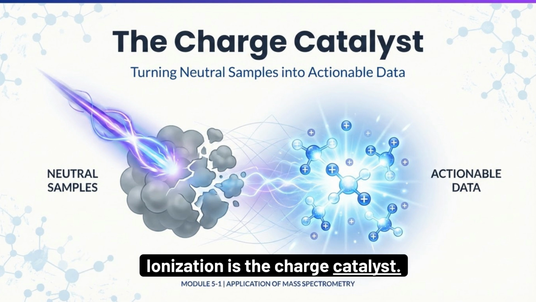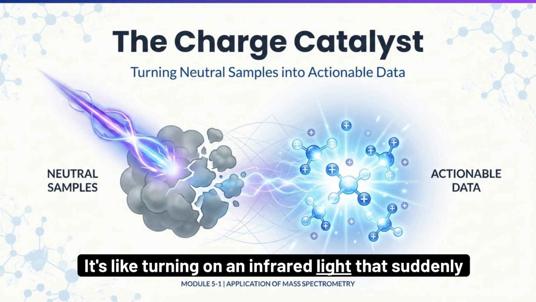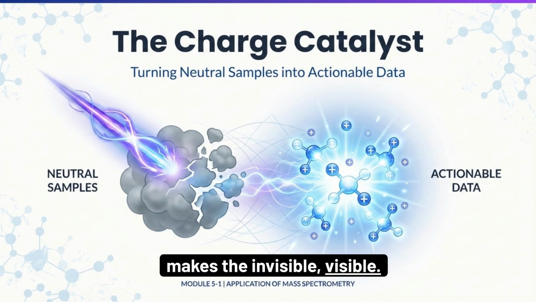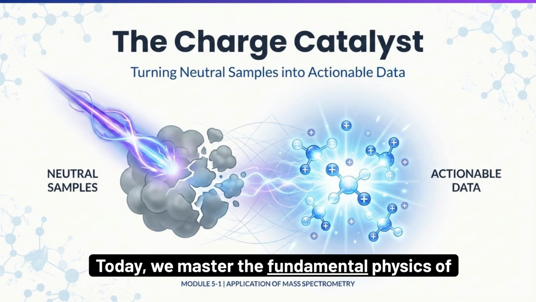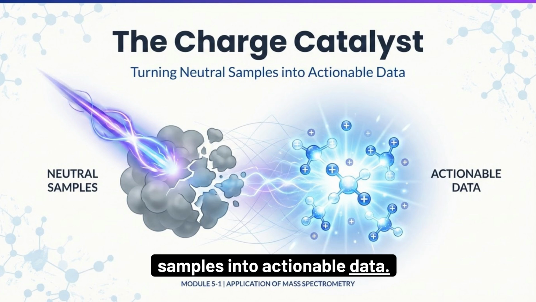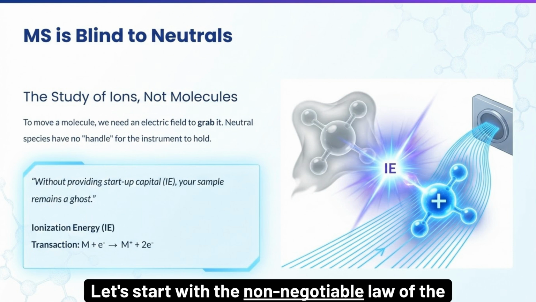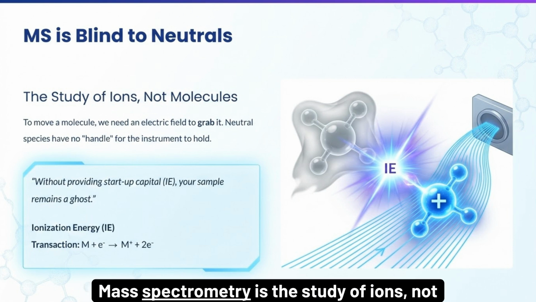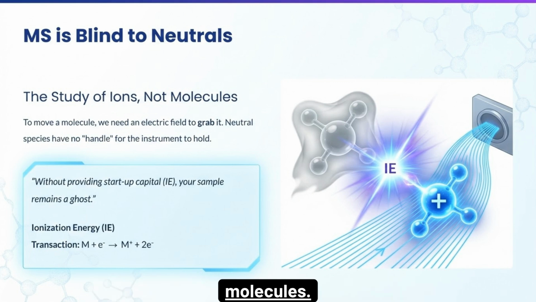Ionization is the charge catalyst. It's like turning on an infrared light that suddenly makes the invisible visible. Today, we master the fundamental physics of the electric spark, required to turn neutral samples into actionable data. Let's start with the non-negotiable law of the lab. Mass spectrometry is the study of ions, not molecules.